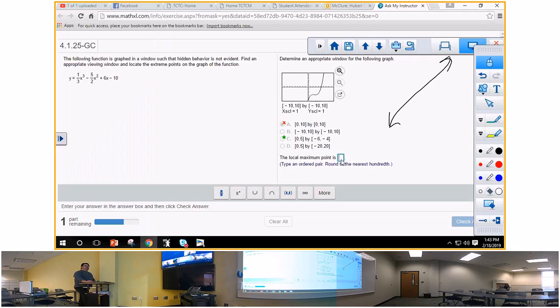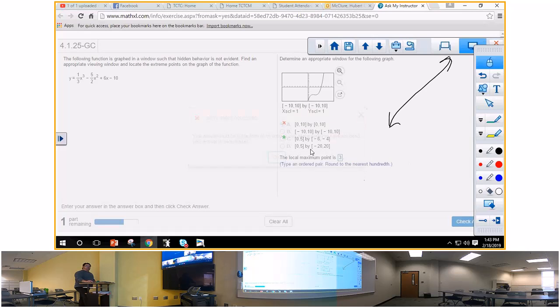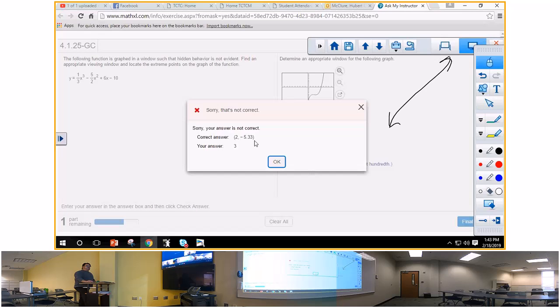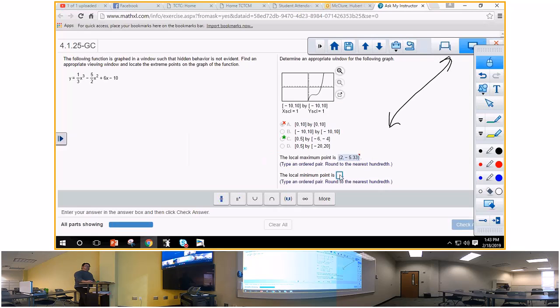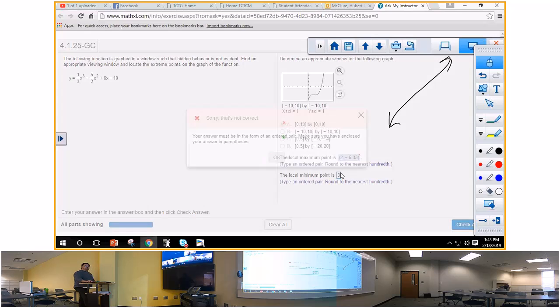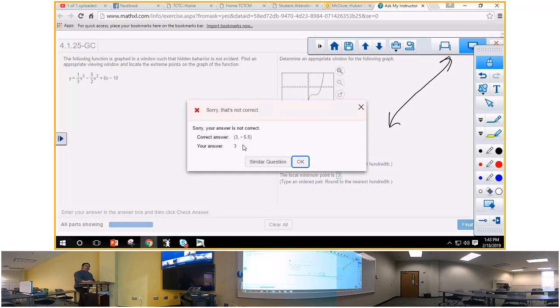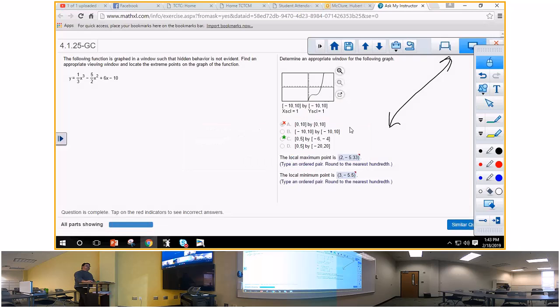So I don't know what this said, but that's how you do that. I done forgot what it was. The local min point, I'm gonna just put 3. Y'all saw where I got it. I'm not gonna put the answer because I'm just gonna see what else this question asks. There's our correct. That's what we said, 2 and -5.3. Local min, I got it backwards. So, check all. And there's 3 and -5.5. We got both of those.